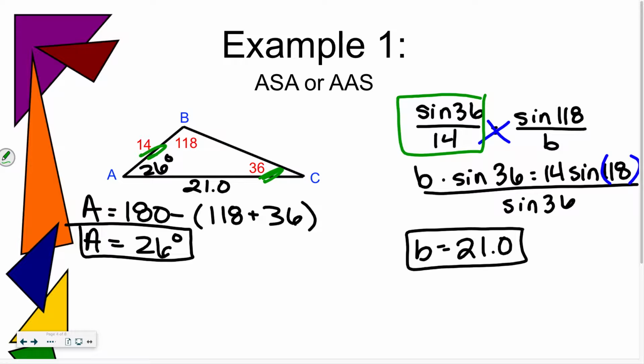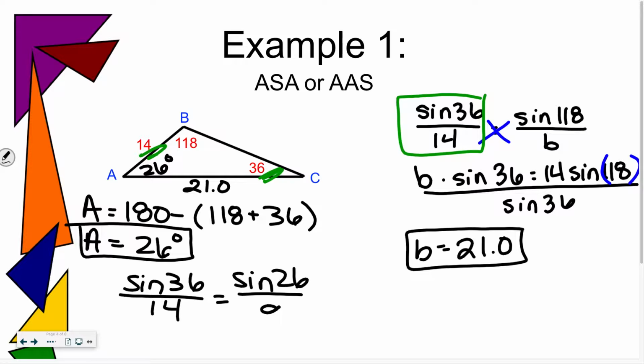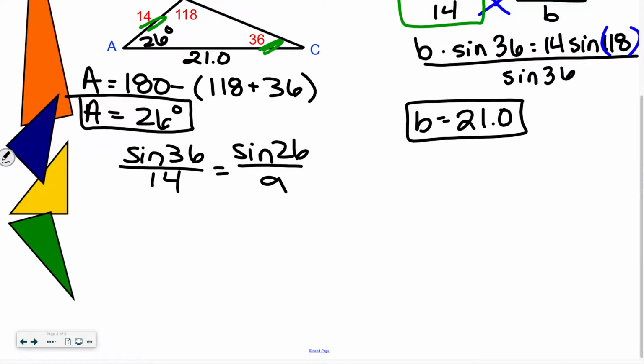So I love what Logan said: use the C again because you know it's exact. So I'm going to do the sine of 36 over 14 equals, and now I'll use A, so the sine of 26 over A. It's always sine. It's the law of sines. Oh yeah, I forgot about that. So yes, I'm going to cross multiply: A times sine of 36 equals 14 times sine of 26.